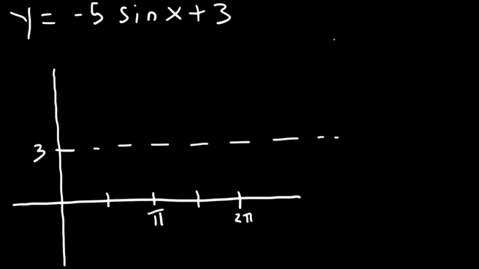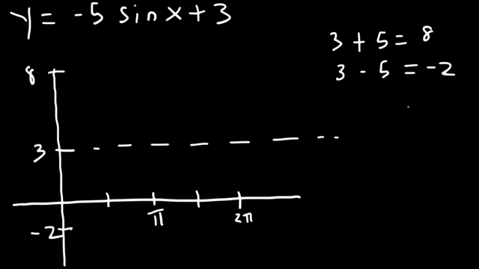Now, to find the other points, we're going to add 5 to 3, and we're going to subtract 5 from 3. So 3 plus 5 is 8. 3 minus 5 is -2. So the graph is going to alternate between -2 and 8. So that's the range. It's from -2 to 8.